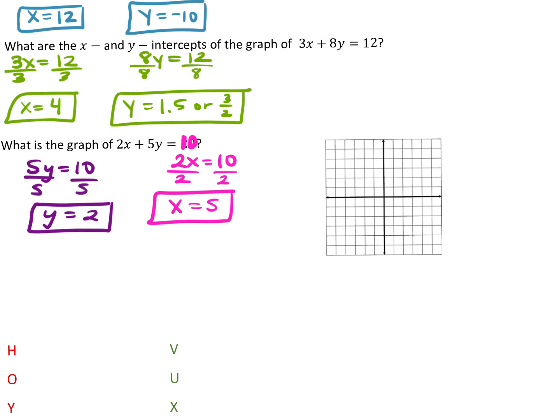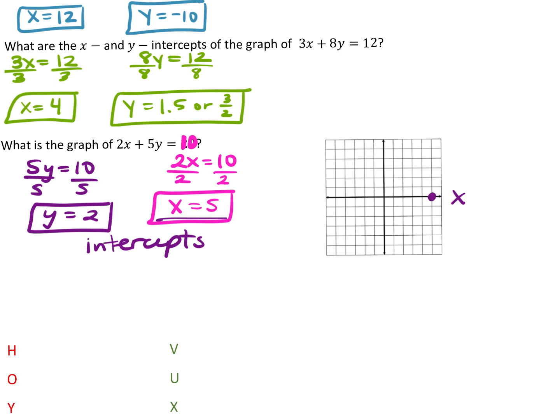Okay, so when they say, what is the graph? For some reason, this one always throws people off. These are independent things. These are intercepts, okay? So I want to know, where does that 5 fall and where does that 2 fall? Totally independent of each other. Don't move 5 to the right and then go 2 up. That's not right, okay? These are intercepts. So where is an x-intercept going to fall? On the x-axis. So we're going to go x equals 5, 1, 2, 3, 4, 5.